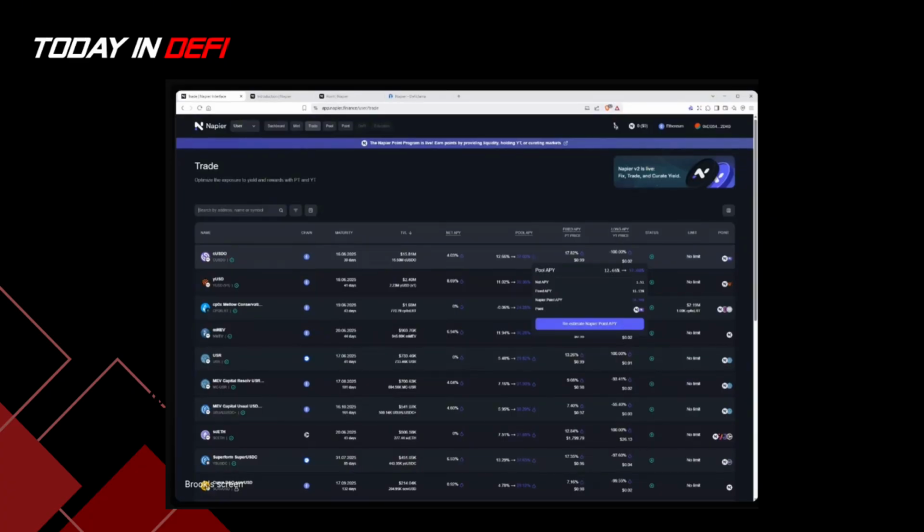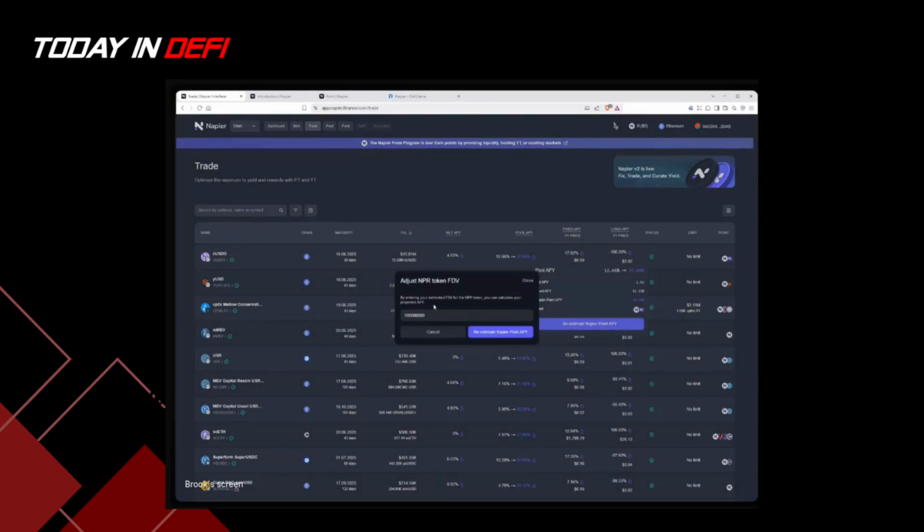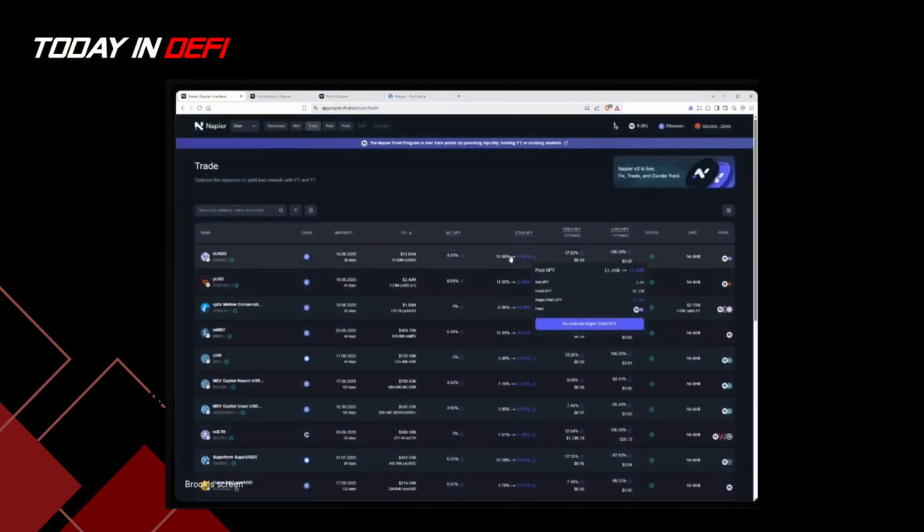And because Napier is doing the airdrop right now, they run an estimated FDV. They are telling you that with the airdrop points, the Napier points right now, your APY is probably going to be around 37%. However, this is only an estimation, and you can always adjust the FDV of the NPR token. If you think it's not going to be as high as 100 million, you can also cut it in half, and the APY will drop accordingly.